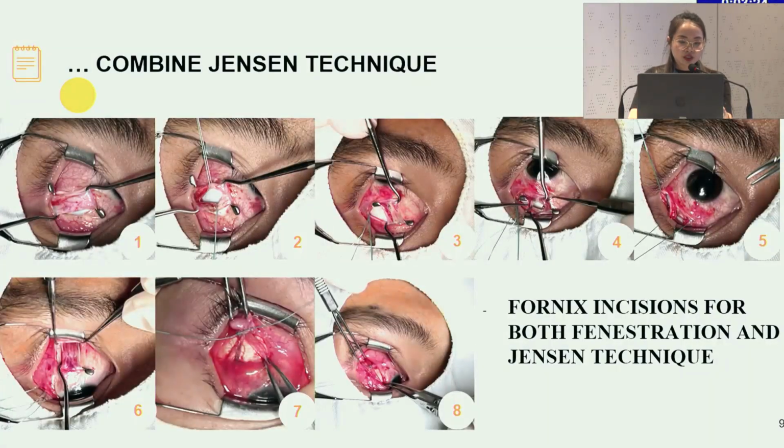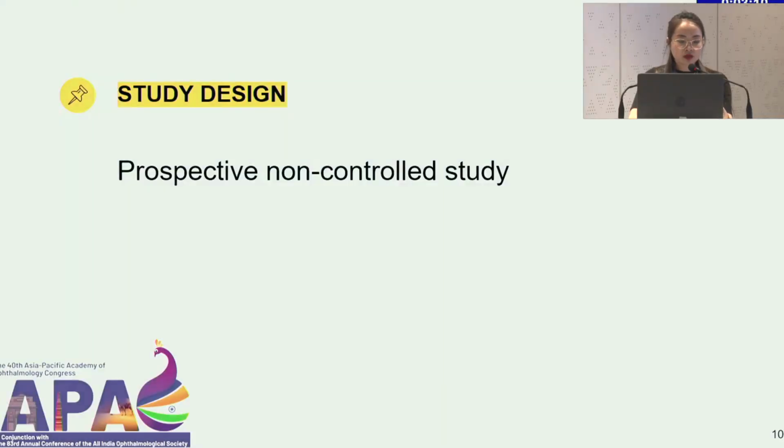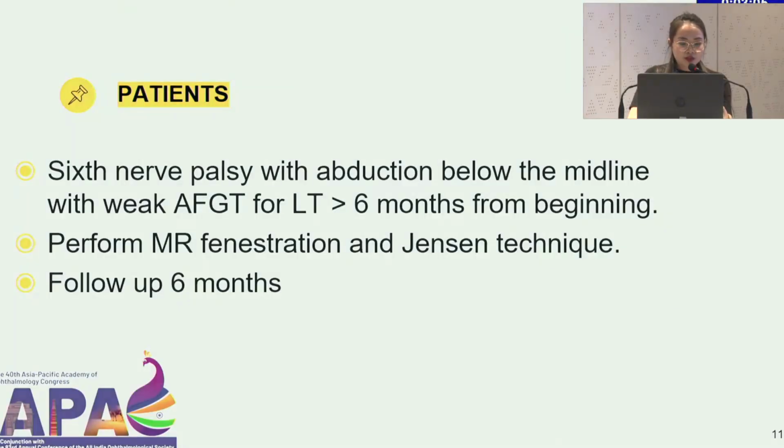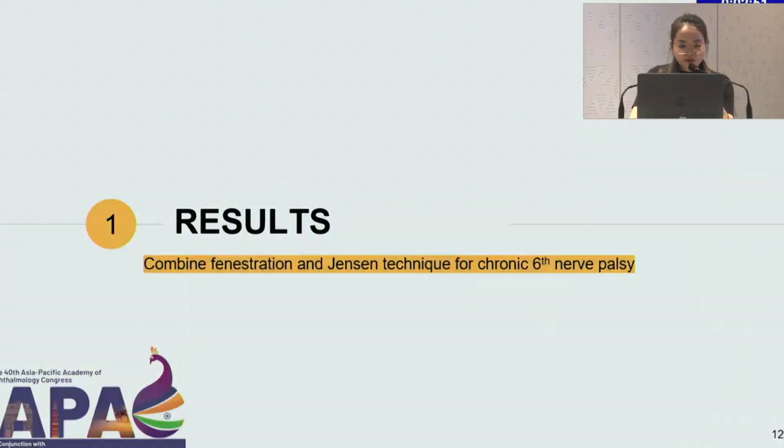We choose the Jensen technique for transposition of the vertical recti to the lateral. We do a fornix incision for both techniques to reduce the effect on anterior segment perfusion. Our study is a prospective non-controlled study. Patients with sixth-nerve palsy with abduction below the midline and active force generation test for lateral rectus, at least 6 months from the beginning, underwent medial rectus fenestration and Jensen technique and were followed up for at least 6 months.